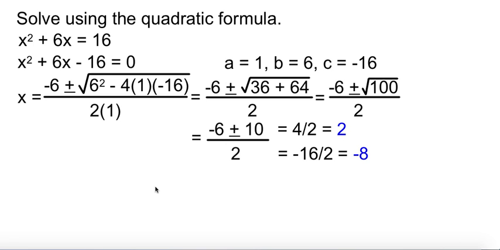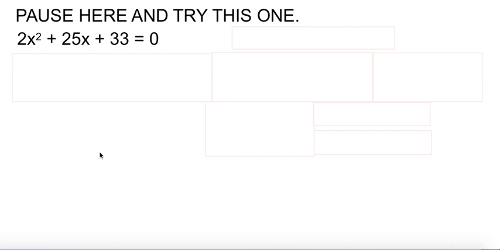Now, for today's work, I want you to practice with this. Yes, I know some of them you can just look at and factor. But I'm trying to develop the muscle memory in your brain for how to go through this process. So don't try to argue with me and convince me, oh, I could have just factored that. Too bad. Get some practice with this while the numbers are clean. Try this one out: 2x squared plus 25x plus 33 equals 0. Try it, see how you do.